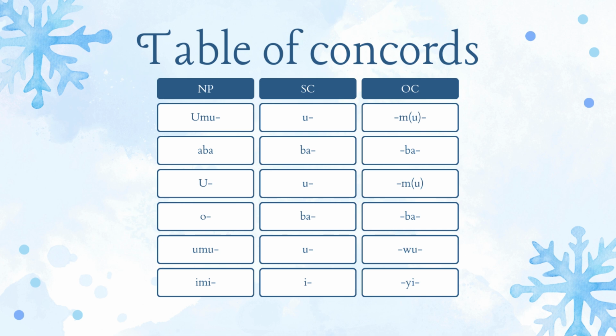If the noun has u, then the subject concord would be u, and then we would have mu as an object concord. So for example, uSindi uyathenga. Okay, now I want to use uSindi as an object.